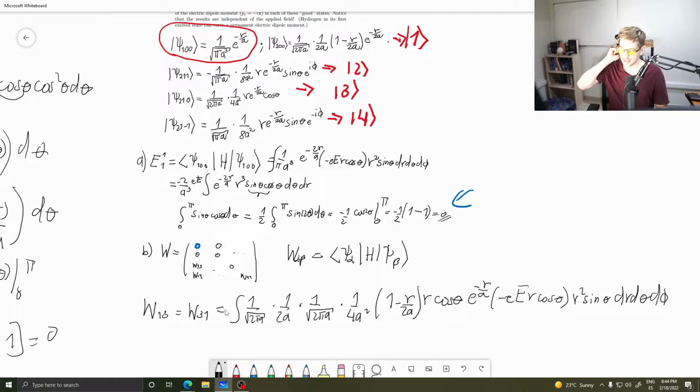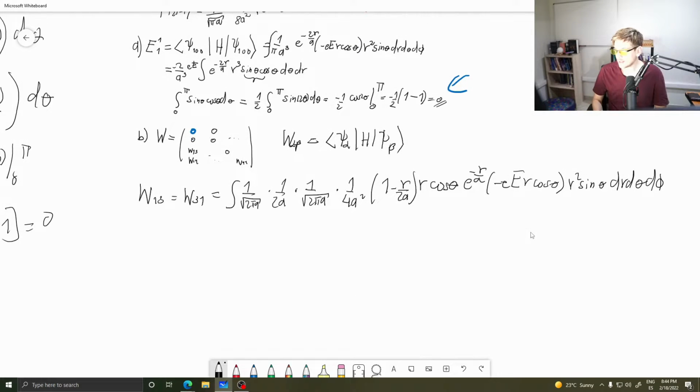Okay, now let's go about it as we have done in the past. There is nothing pertaining to phi, so the phi integral will simply be 2 pi. What about theta? The theta integral will be the integral from 0 to pi of, let's see, we have cosine, cosine, sine. So we get cosine squared of theta, sine of theta d theta. Now, how do we solve this? The way I like to do it is use substitution.